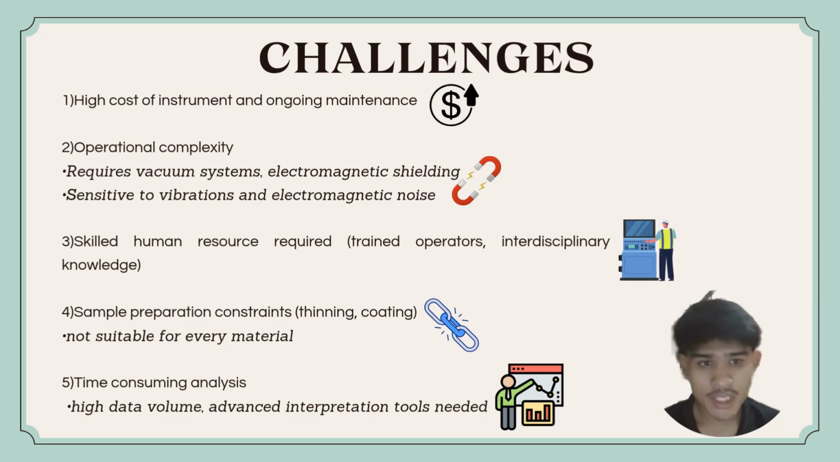Okay, we move to the challenges. Even though electron microscopes are powerful tools, they come with several challenges. First, there is a high cost involved, both for the instrument and for its ongoing maintenance. Second, they are operationally complex. They require a vacuum system and electromagnetic shielding, and they are sensitive to vibration and electromagnetic noise, which can affect the result. Third, skilled human resources are required. You need trained operators with strong interdisciplinary knowledge to use them properly.